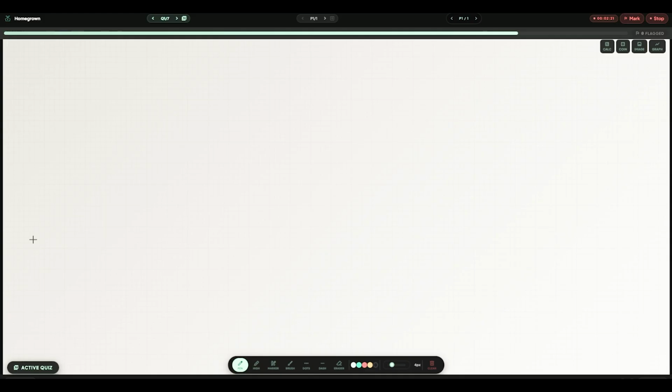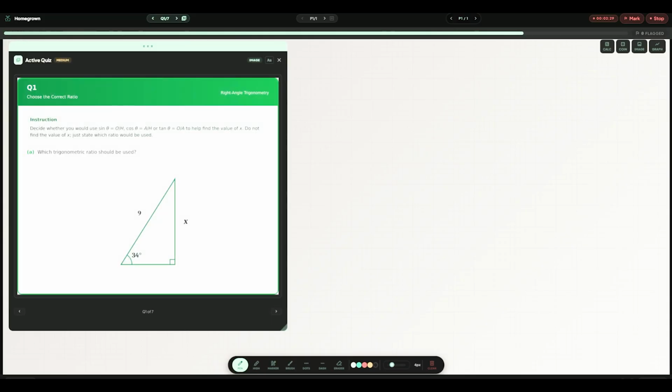Okay, today we're going to be looking at some basics of applying trigonometric ratios. So let's look at our first question. Right, so in this question it's asking us to identify which trigonometric ratio we should use in order to solve for the unknown value x.